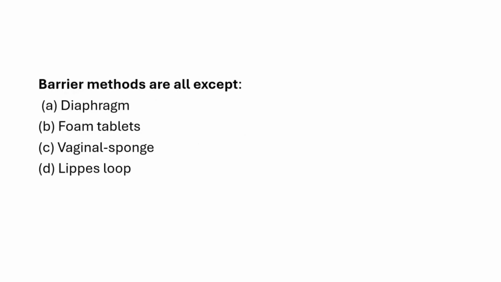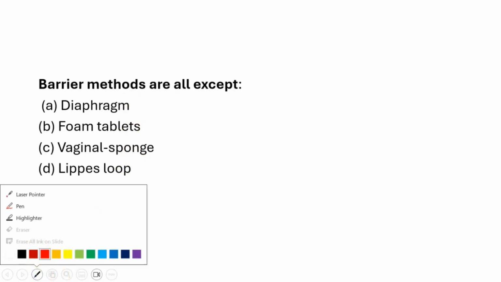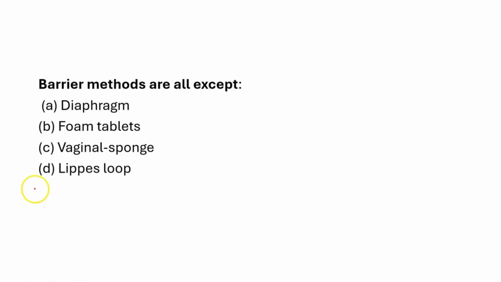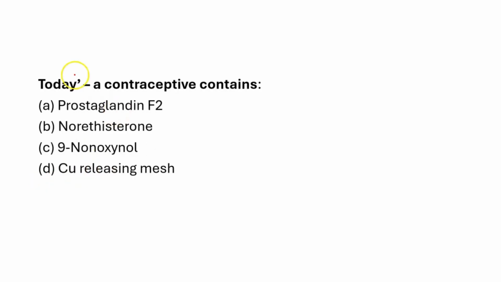Coming to the last part of the video, we'll do some MCQs related to the barrier methods. First, barrier methods are all except: the diaphragm, foam tablets, vaginal sponge, or the Lippes loop. The answer is Lippes loop. We have already read diaphragm, foam tablets, vaginal sponge. Lippes loop is a first generation intrauterine device. Next, Today, a contraceptive, contains prostaglandin, norethisterone, nonoxynol-9, or copper releasing mesh. We have read that the answer is nonoxynol-9.